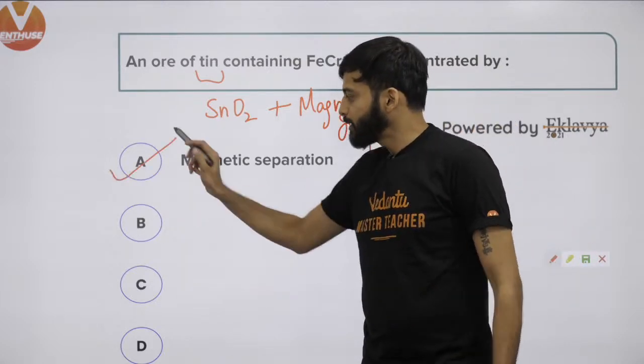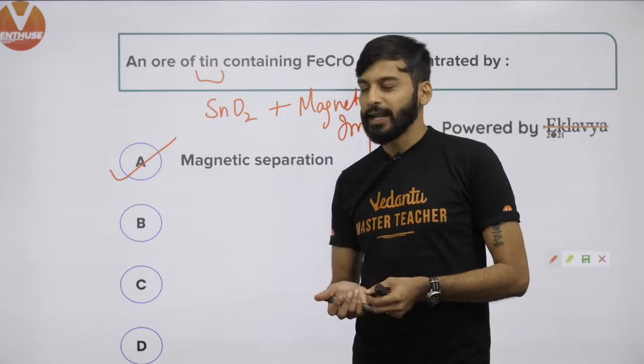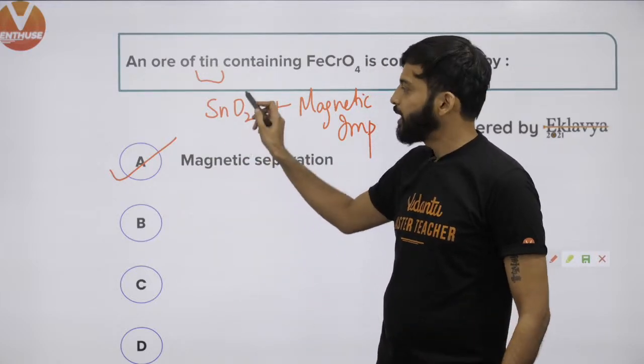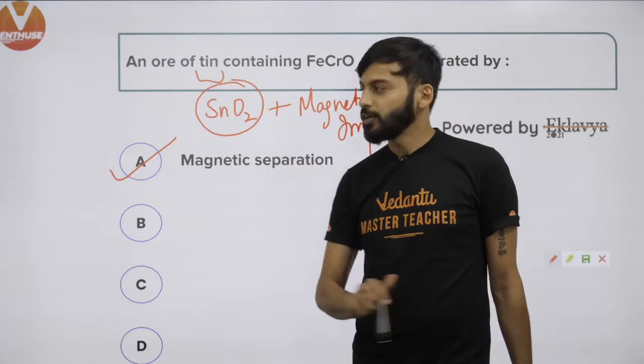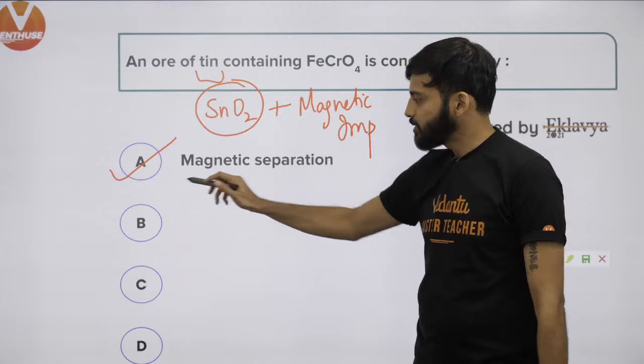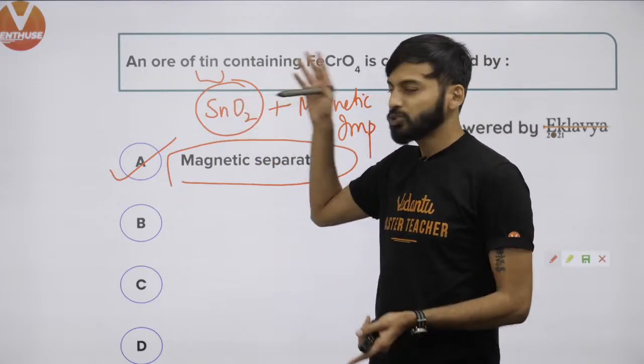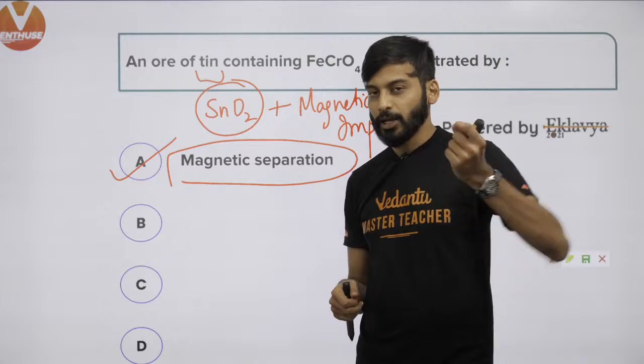You will use magnetic separation. Magnetic impurities would be separated like that. So SnO2 must be present here. So the correct answer is, you also might have studied wolframite. SnO2 is generally present with wolframite. That is a compound of tungsten.